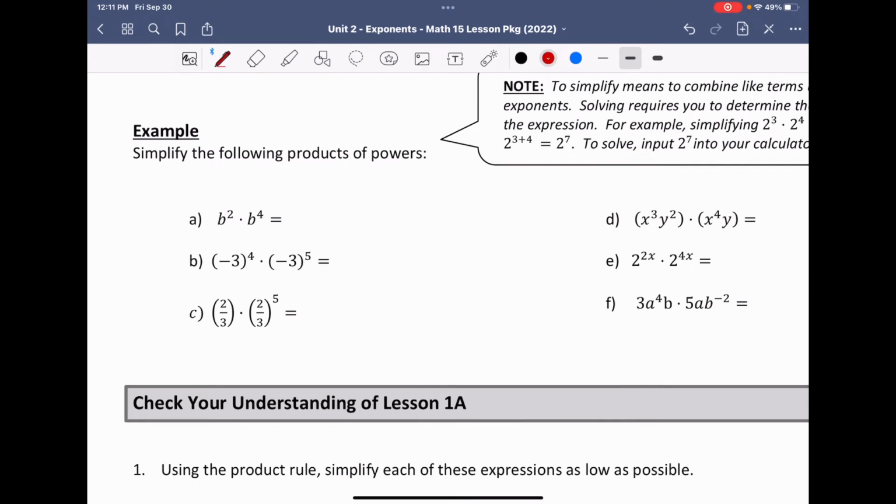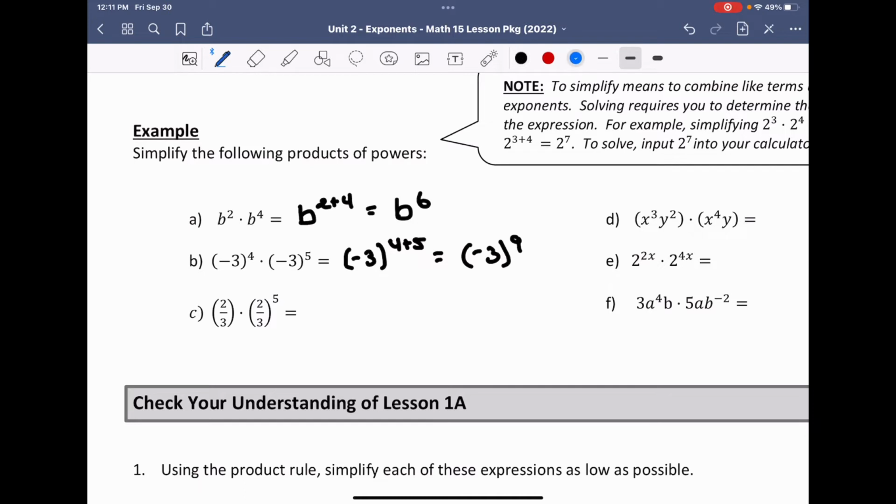If I have b squared times b to the 4, well, I can say this is equal to b to the power of 2 plus 4. That's equal to b to the 6th power. If I look at part B, I have negative 3 to the 4 times negative 3 to the 5. That's a common base. I'm going to rewrite my common base, and then I'm going to go 4 plus 5 is equal to negative 3 to the 9th power. Now we could expand this out and figure out what that exact number is. However, for our case, we just want to express this using the product rule and stop there.